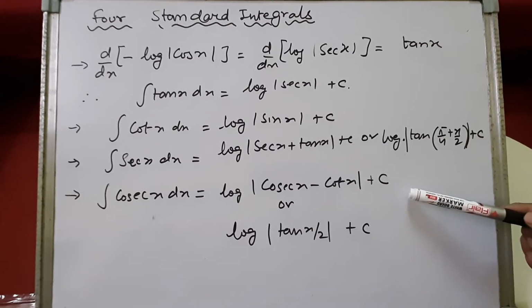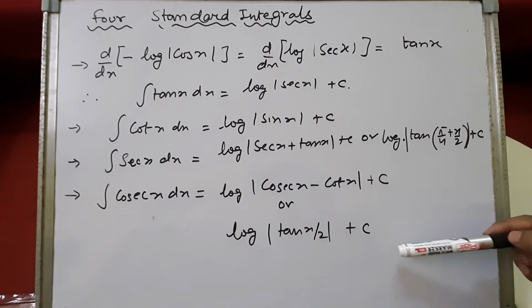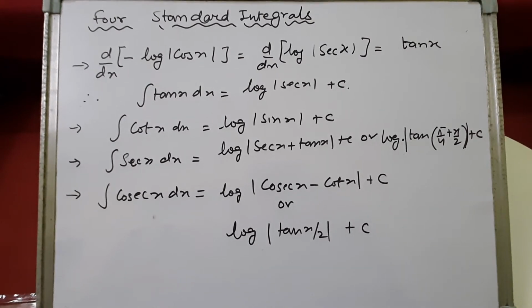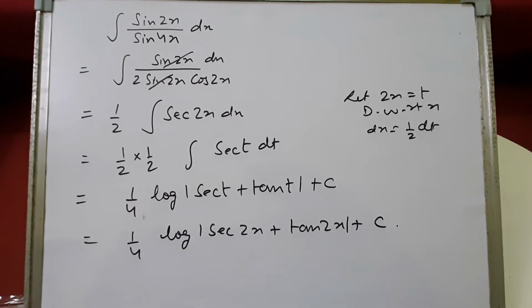Integration of cosec x dx equals log cosec x minus cot x plus c or log tan x by 2 plus c. If we differentiate these two terms, we'll get the answer cosec x. So the integration of cosec x will be either this one or this one. Alright children, note down these formulas please. Let's see how we are going to use those formulas in solving our sums.